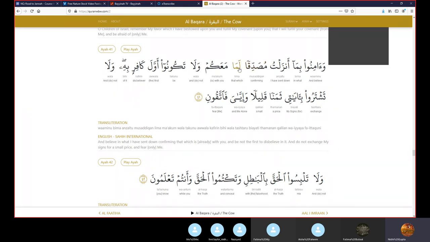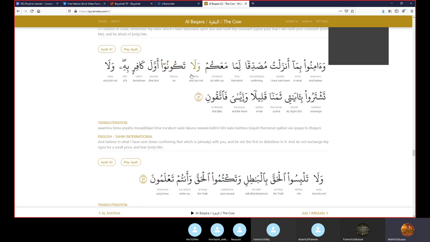that which is lima ma'akum. Ma'a is one word, meaning with, and kum means all of you. So believe in that which is with all of you. Wala, and do not. Takunu means be, and comes from kaf, waw, and nun. So do not be. It's a form of an order, but in a negative form. It's like, do this, do not do this.